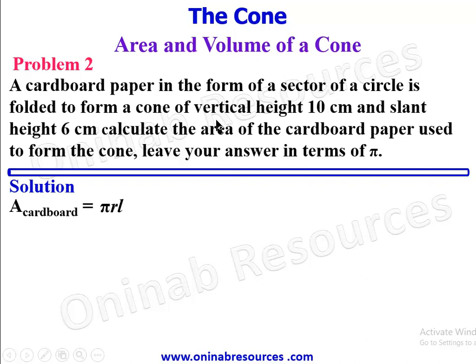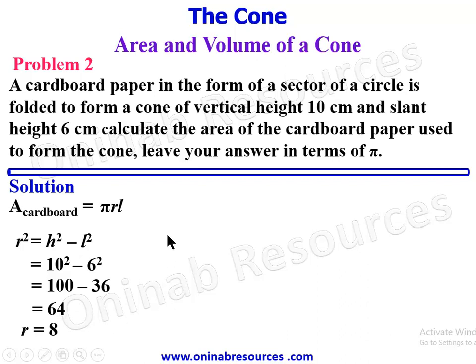So we are not giving the radius, we are giving the vertical height and the slant height. We are going to use the relationship among the 3 items. That gives us r squared equals h squared minus l squared, where h is 10 and the slant height l is 6. So we have 10 squared minus 6 squared, which is 100 minus 36. That gives 64, and the radius is now the square root of 64, which is 8.